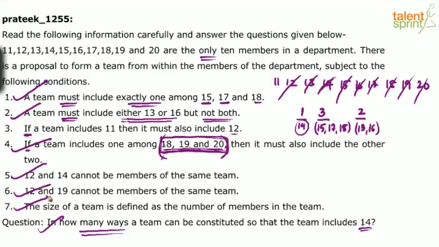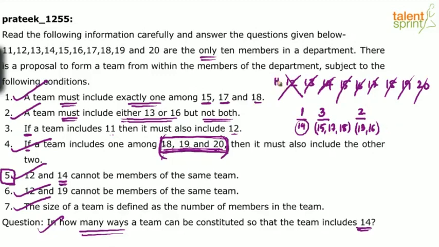But we have already decided according to condition 5, which is very, very important because it is about person 14 who will definitely come in the team. Right? So according to condition 5, if you have taken 14, then you should not take 12. So 12 is definitely ruled out. If 12 is ruled out, condition 6 is automatically satisfied. And look at condition 3 now. It says, if a team includes 11, then it must also include 12. So if we choose 11, then we must choose 12.